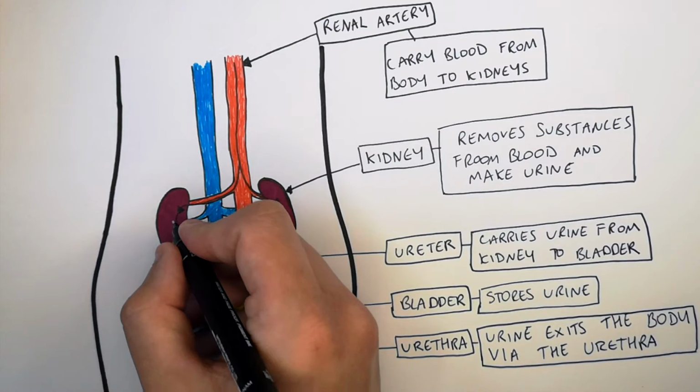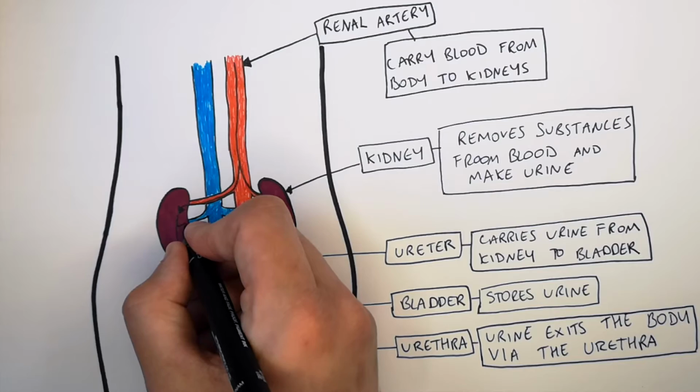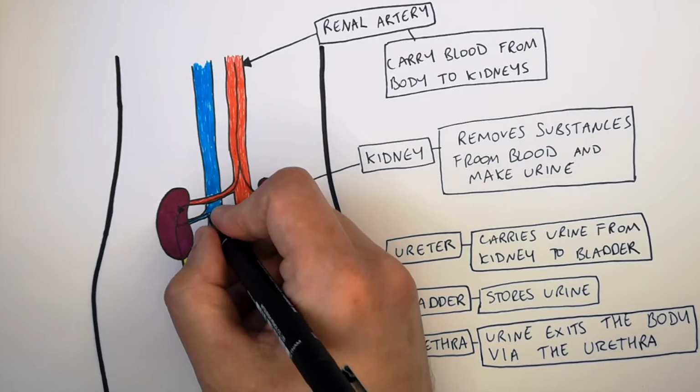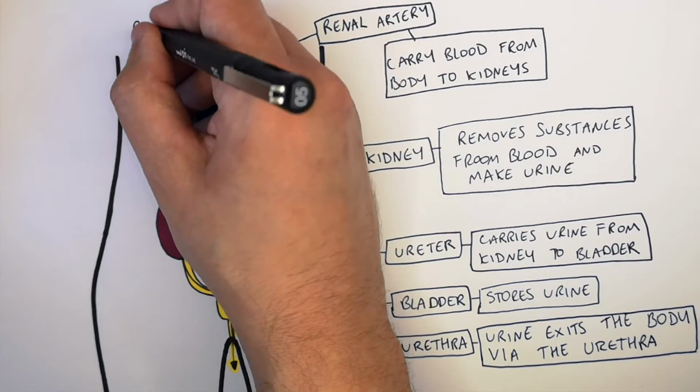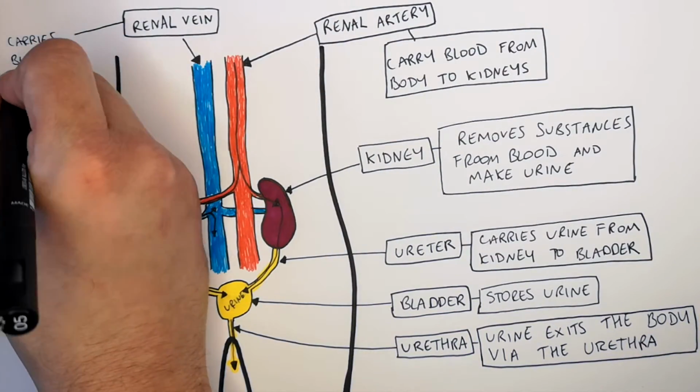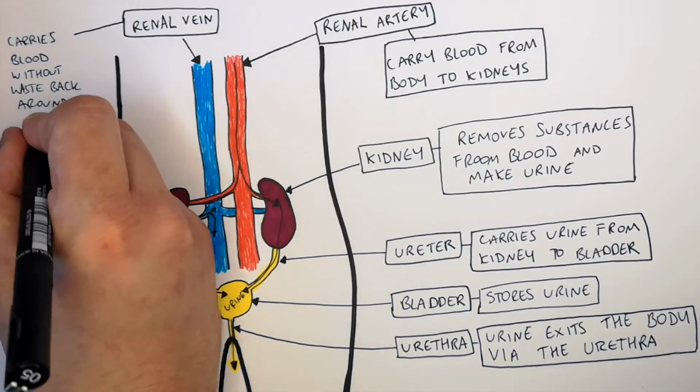Blood that has now been processed is going to return back into our blood supply via the renal vein. So the renal vein carried blood without waste back around the body.